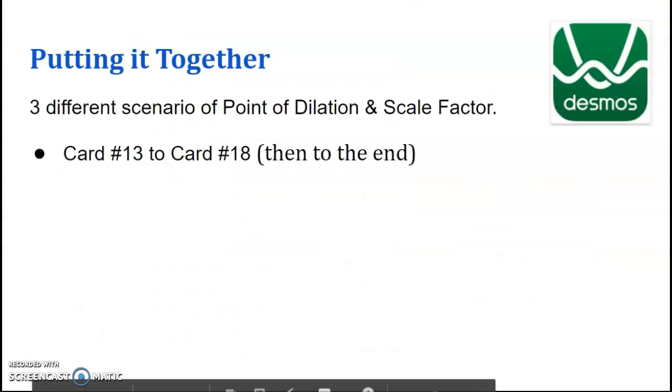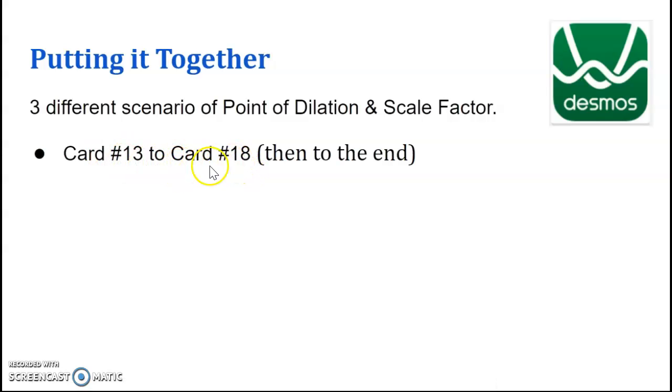Finally, putting it all together, you're going to go on to cards number 13 to 18. Once you're done with all the way to 18, then you're going to go all the way to the end. Please pause the video and complete the Desmos exercises.